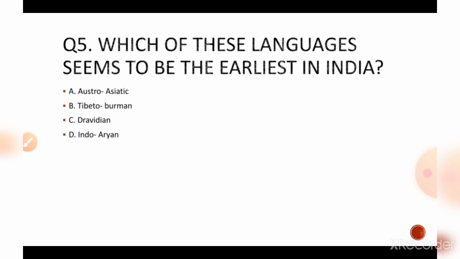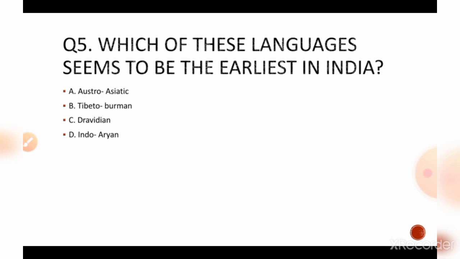सबसे पहले कौन सी लैंग्वेज इमर्ज हुई थी इंडिया में? So the options are Austro-Asiatic, Tibeto-Burman, Dravidian, and Indo-Aryan. Now, when it comes to Austro-Asiatic, Indo-Aryan, Tibeto-Burman, Dravidian, the first thing that comes to our mind is Dravidian.